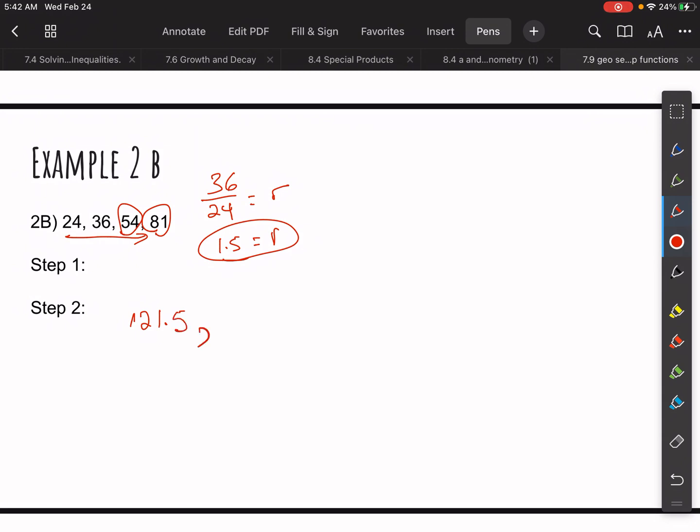So that might be my next term. If I multiply that by 1.5, I get 182.25. And then maybe I'll find one more. If I multiply that by 1.5, I end up with 273.375. Okay, so that's how that works.